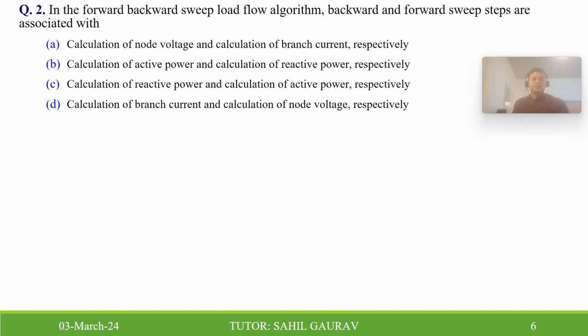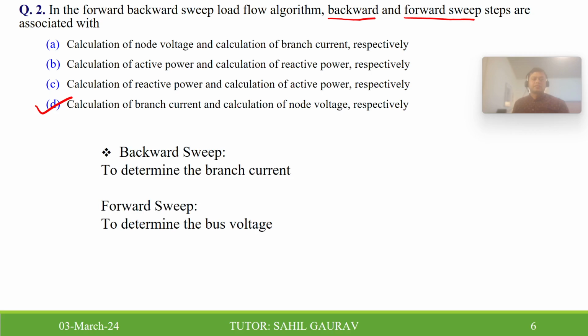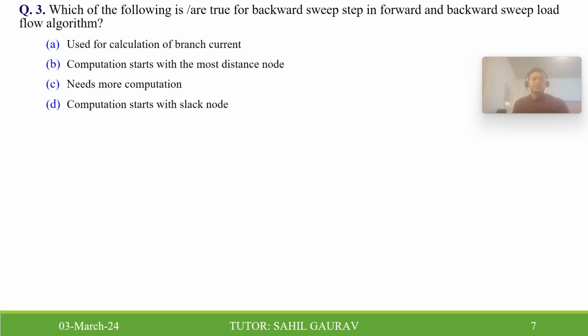Option D. Yes, correct. Very good. Calculation of branch current and calculation of node voltage respectively. With the help of the backward sweep, we calculate the branch current, and with the help of the forward sweep, we calculate the node voltage. We do the backward sweep first and then the forward sweep. So the backward sweep is for determining the branch current and the forward sweep is for determining the bus voltage. Now let us come to the next problem.